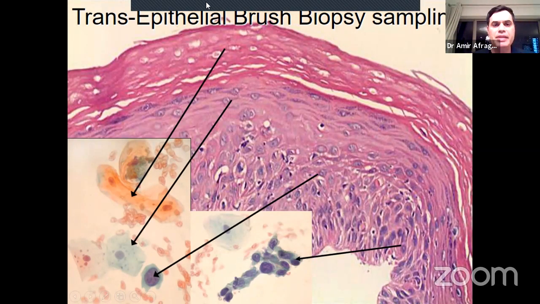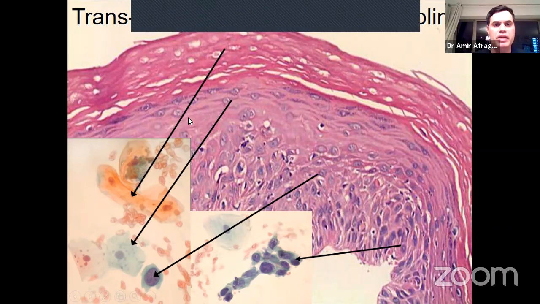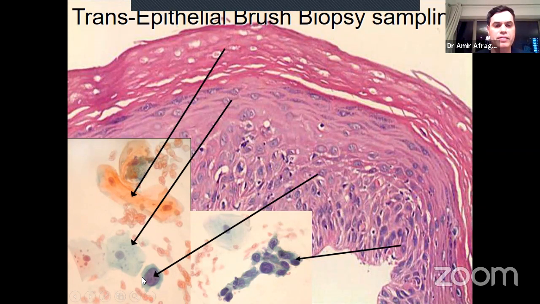So if you do a transepithelial brush biopsy, you will be able to collect cells from the superficial layers, and you can collect the abnormal cells that are located in the lower layers of the epithelium. Compare the intermediate cells to the abnormal cell. As you can see, the cytologic features of malignancy in this cell: there is an increase in nuclear to cytoplasmic ratio in comparison to that cell, and the nucleus is significantly enlarged and hyperchromatic. This is indeed a high-grade lesion.